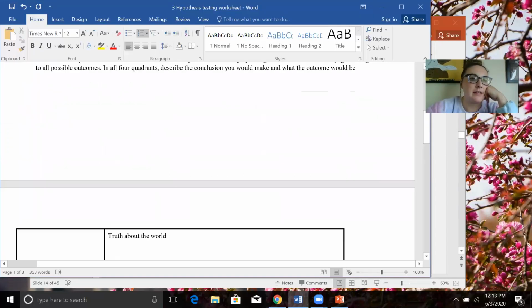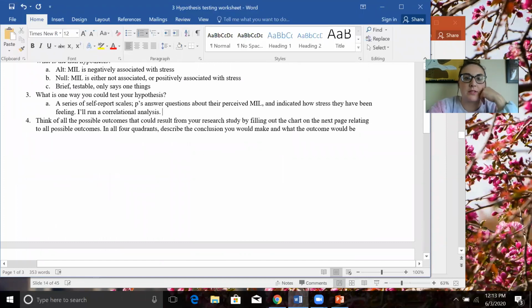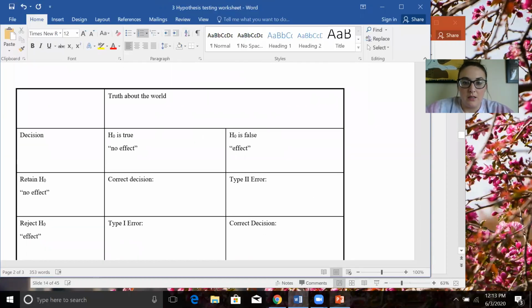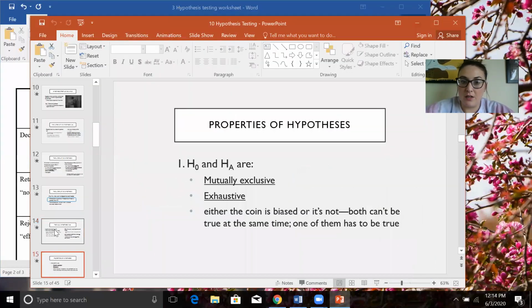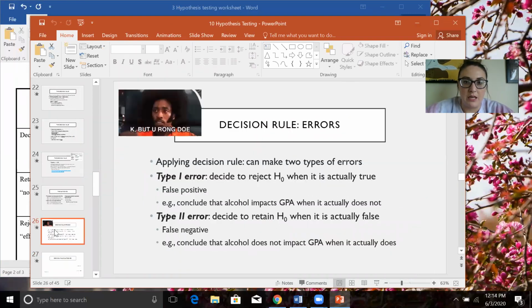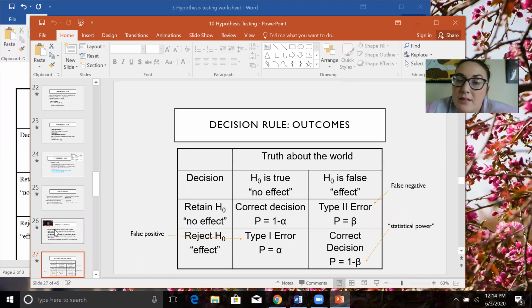All right, so then identify all the possible outcomes that could result from your research study by filling out this chart. In order to answer this question appropriately, the part of the PowerPoint you'll want to visit is in this decision rule part where I discuss all possible hypothetical outcomes. If you've ever heard of type 1 versus type 2 errors, this is what this question is getting at. To do hypothesis testing correctly, you want to identify all possible outcomes that could result from your analysis.